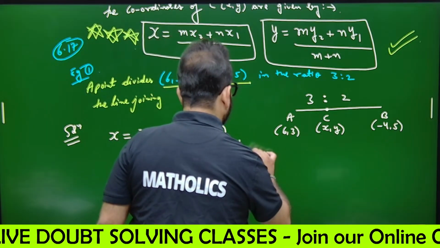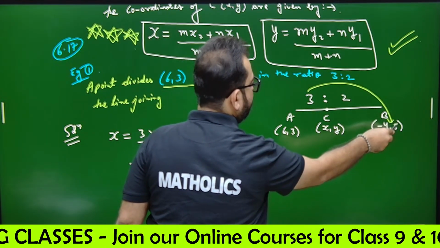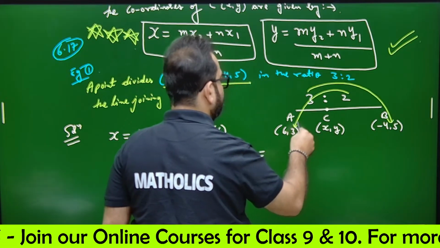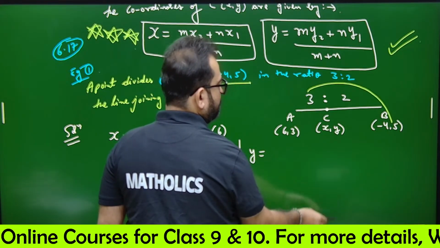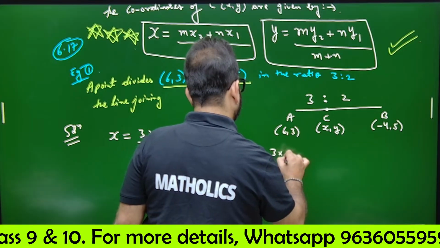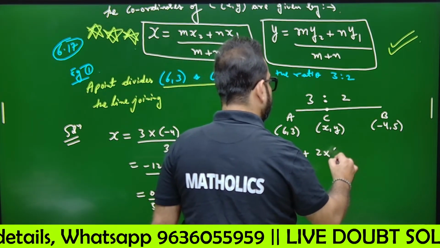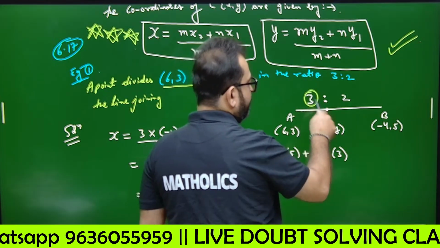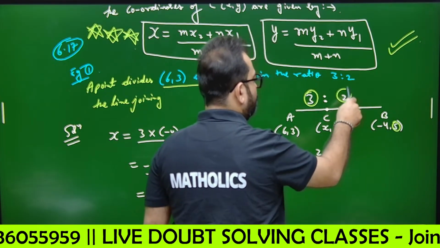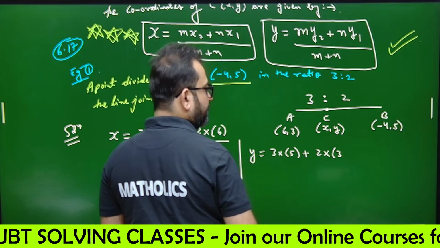Next, if you find y, it will be equal to what? 3 multiplied by this 5, the y2, and this is multiplied by 3. So 3 into 5 plus 2 into 3. 3 multiplied by this y coordinate, 2 multiplied by this y coordinate. This will be the scene.